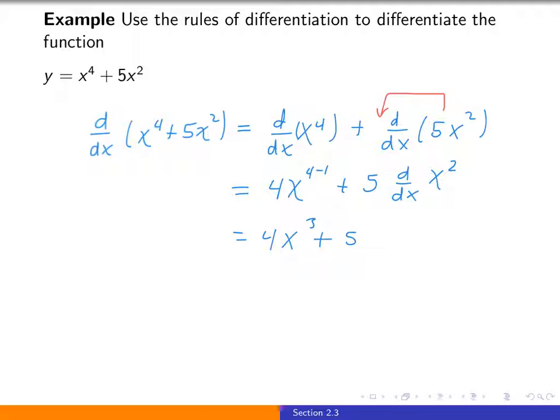The derivative of x squared, we use the power rule. The 2 comes down front. The new power of x is 1 less than it previously was. So the final form of the derivative will be 4x cubed plus 10x. And let me once again mention that after you go through a few of these examples, for something like x to the 4th plus 5x squared, you will hopefully be able to very quickly, with very little work, write down the derivative.